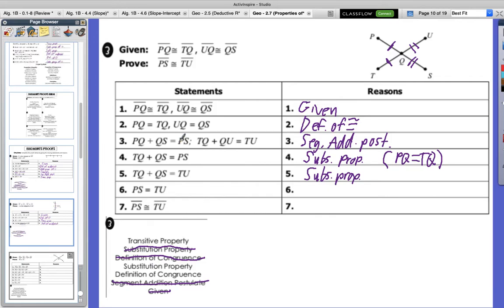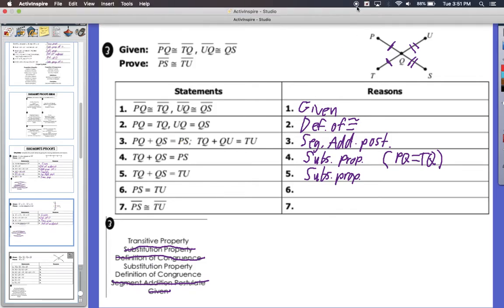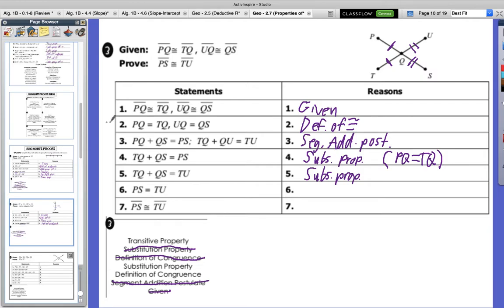So we're substituting that TQ plus QU equals TU. That does look a lot like this equation, except QS is in place of QU. And we look up here, UQ and QU, those are the same thing. So UQ for QS is the same thing as QU for QS, so we can substitute those. So we're going back to step 2 again for that. So I'll say the measurement of segment UQ or QU is equal to the measurement of segment QS. Let me see if we can substitute those.